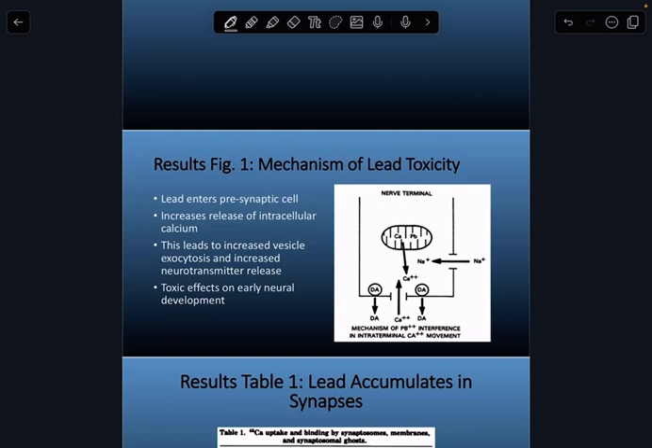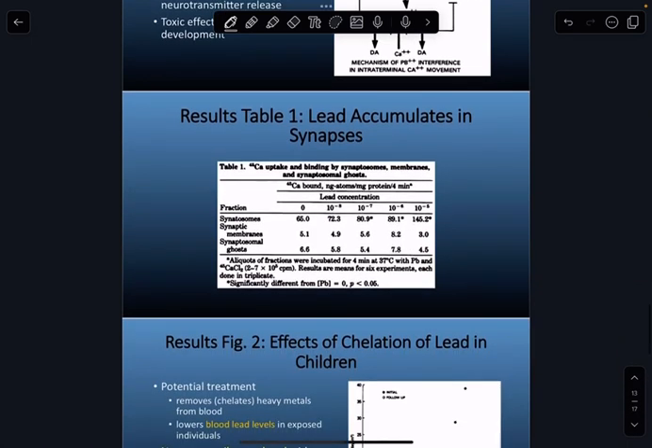So here is table 1. This shows that lead accumulates in synapses. This is an experiment that was done in vitro, so not in living things, but in culture dishes. And so basically what they did was they created artificially some synaptic membranes, synaptosomes, and what are called synaptosomal ghosts, which are empty. So these are actually made from actual synapses.